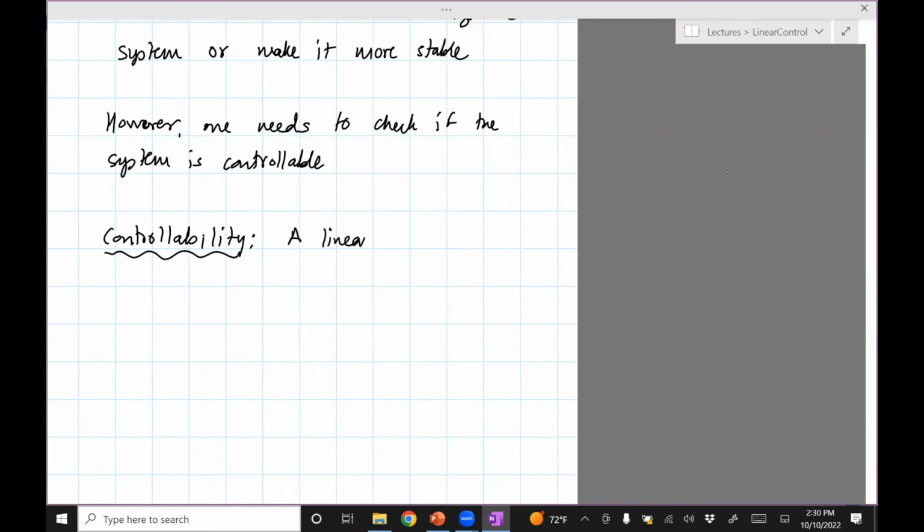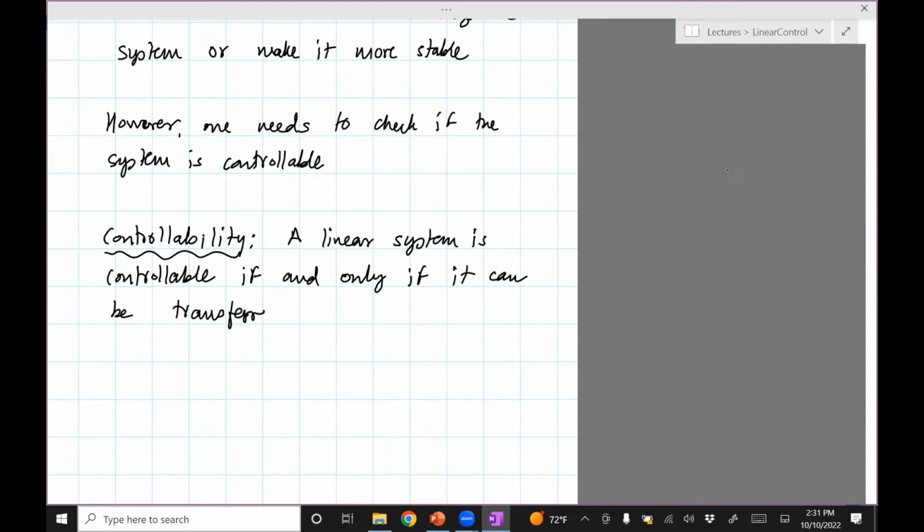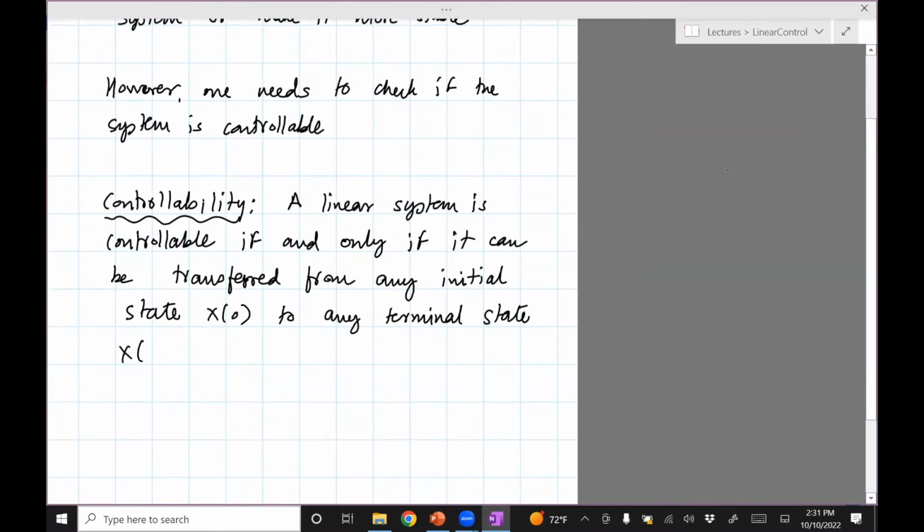So a linear system is controllable if and only if it can be transferred from any initial state x0 to any terminal state x of t within a finite time.